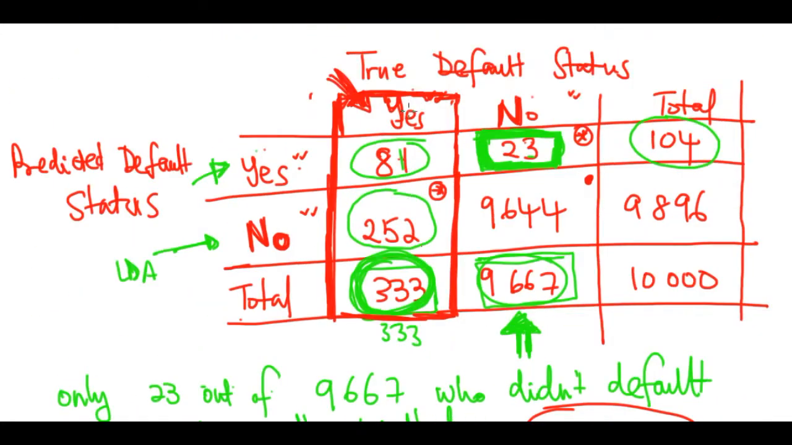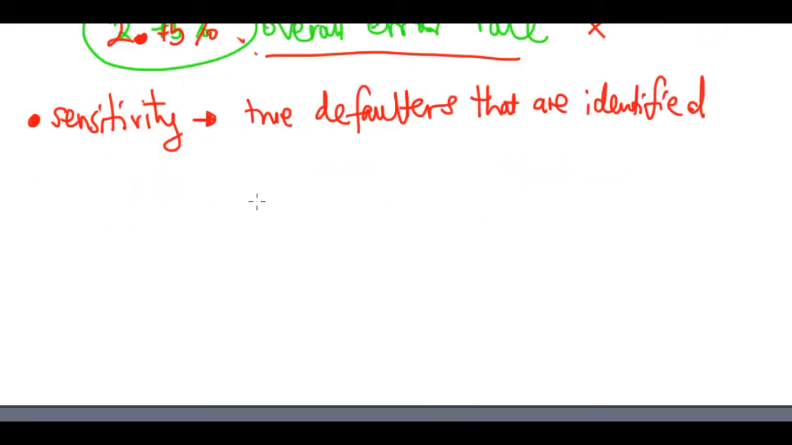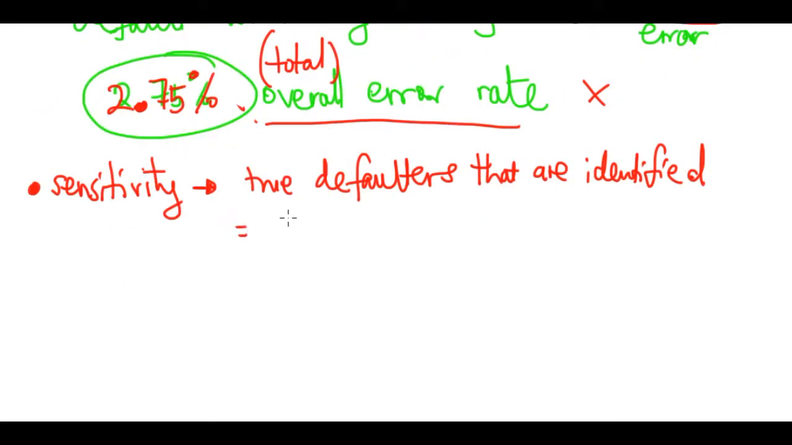Cool. So here, these are the true defaulters, this first column. And we want to know our sensitivity. So the true defaulters that are identified: this 81, the yes and the yes. They are true defaulters, and we predicted them to be defaulters as well. So our sensitivity in this case is going to be 81 over 333, which is approximately 24.3%. Cool. And then we have something called the specificity.